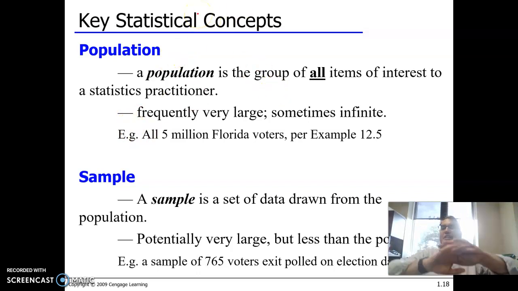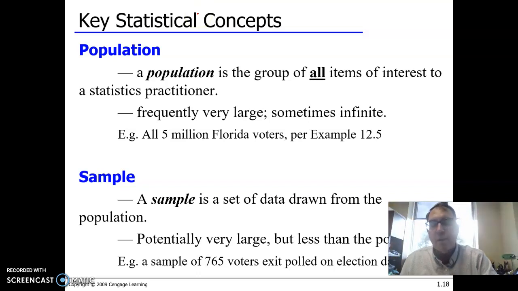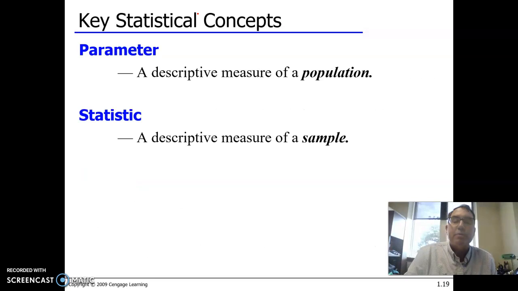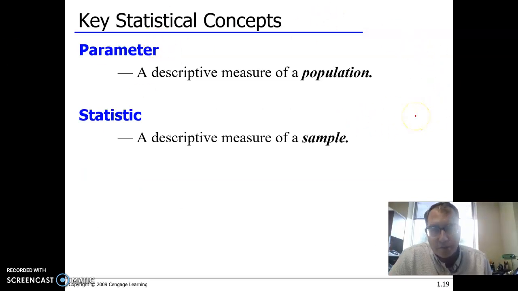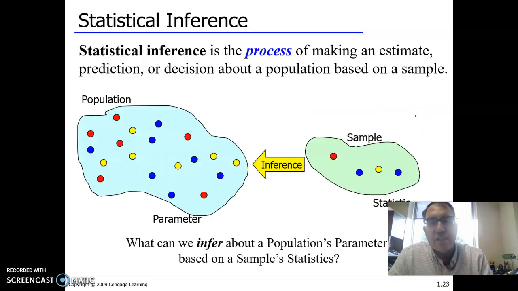Population and sample. Population is everything I'm interested in studying. Sample is a subset I draw. Parameters are descriptive measures of populations. Statistics are descriptive measures of a sample. The process of statistical inference is taking a sample statistic and making an inference about a population parameter.